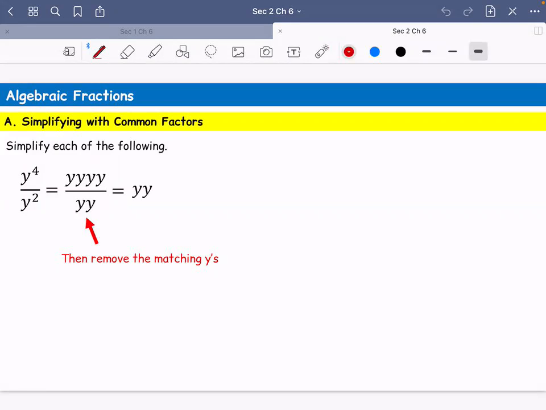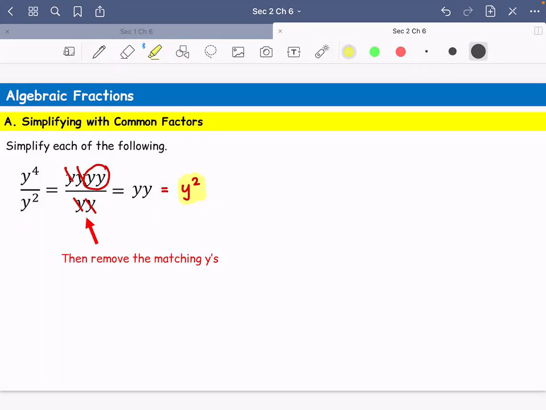So we have y here, a match, another match. So you're left with this. What's your answer right here? Your answer is simply y squared. Okay, that's it. This is just a recap.